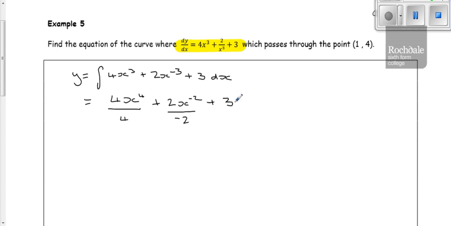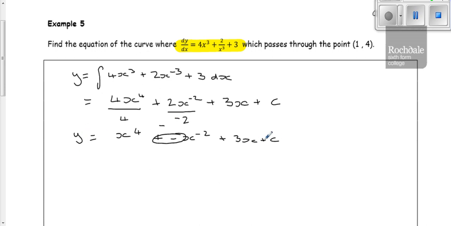Plus 3x, remember that's x to the power of 0, so we're adding 1 to it, so we get 3x plus a constant. And then as I want to work with this further, I'm going to simplify it down. So I've got 4 divided by 4 is 1, plus 2 divided by minus 2 gives me a minus x to the power of minus 2, plus 3x plus c. And obviously that can just be written with a minus sign in there. We don't need to write it as plus minus.